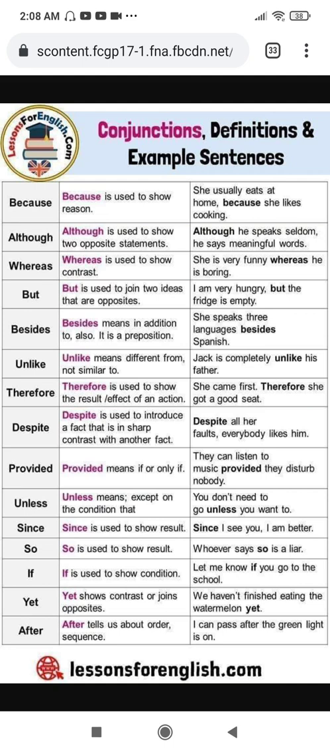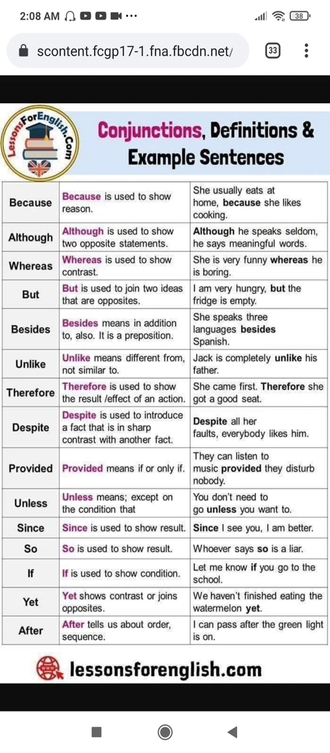Now we move to the next word, unless. Unless, in Bangla we say jodi na, except. You don't need to go unless you want to. Jodi na tumi chao, tomar jao dorkar nei. In Bangla we say this. You don't need to go. Why you don't need to go? Unless you want to. If you don't feel interest, you don't need to go. Unless.